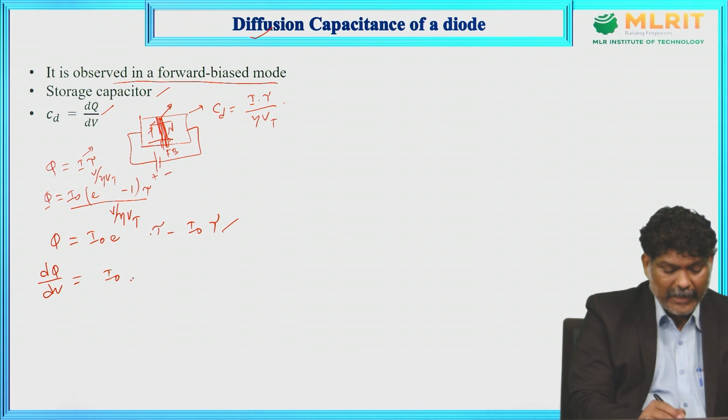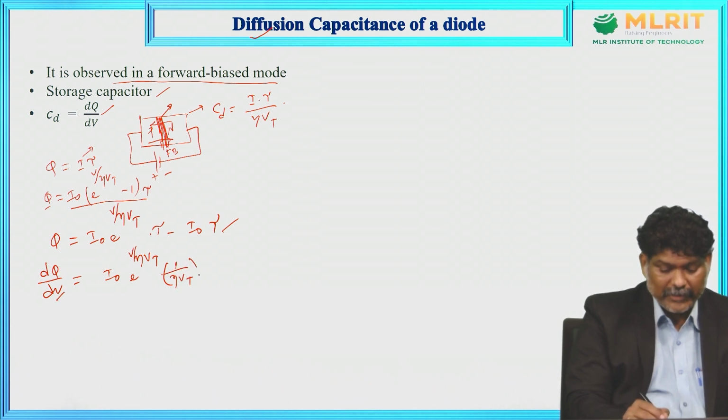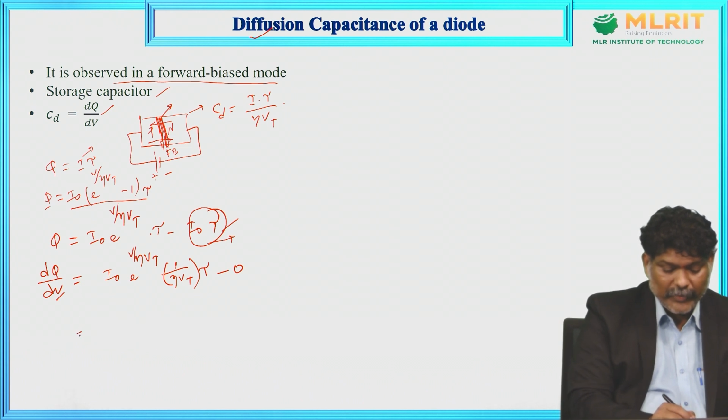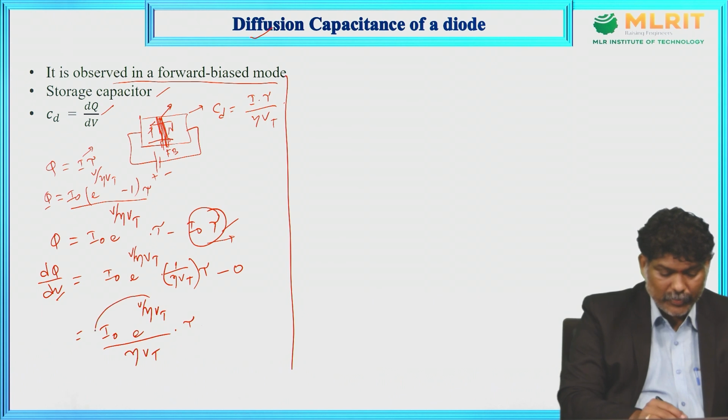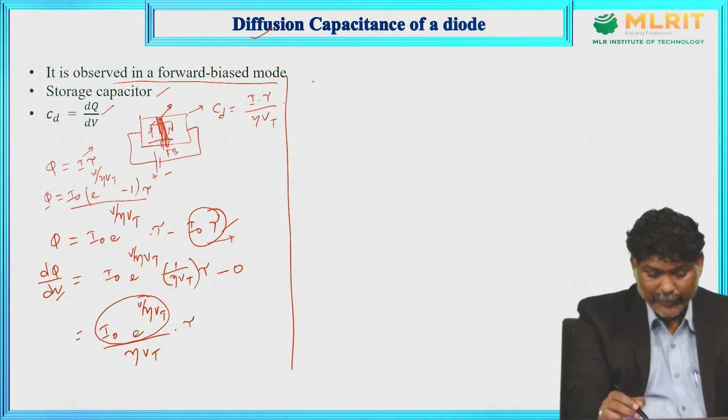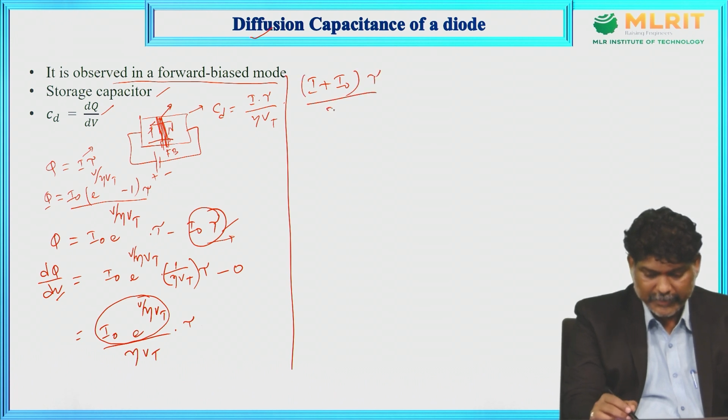So we have I naught e power V by eta Vt into tau. We are differentiating with respect to V, so 1 by eta Vt will come, and into tau is there, and this is a constant. Differentiation of this is 0. Therefore we can write I naught into e power V by eta Vt upon eta Vt into tau. But we know that I naught into e power V by eta Vt can also be written as I plus I naught, into tau by eta Vt.